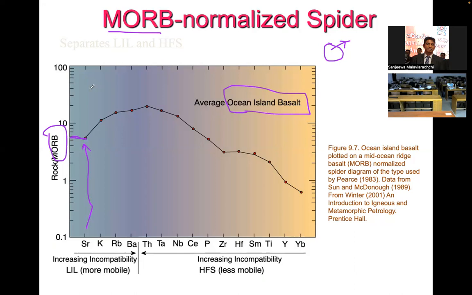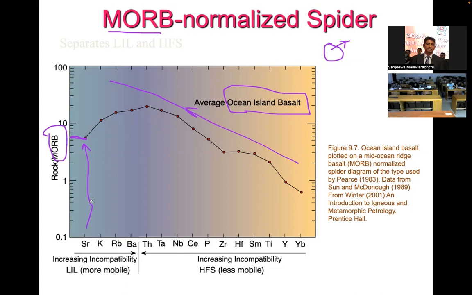And also in this pattern, again, you see a trend like that. This means the incompatible elements are relatively enriched compared to the compatible elements. So that's why you have a steep pattern like that, right? A steep pattern when you compare those two sides.